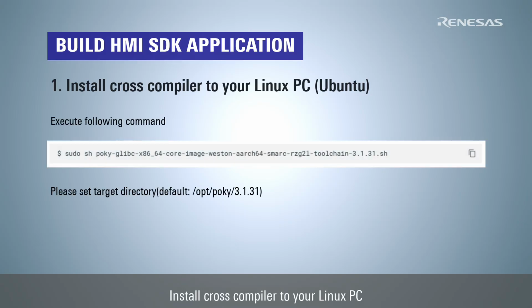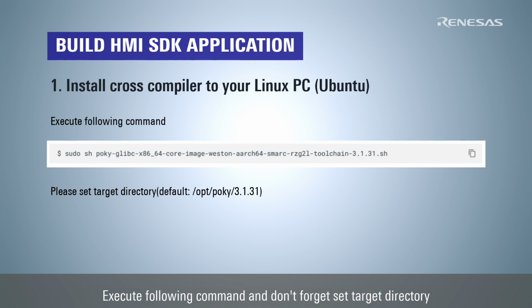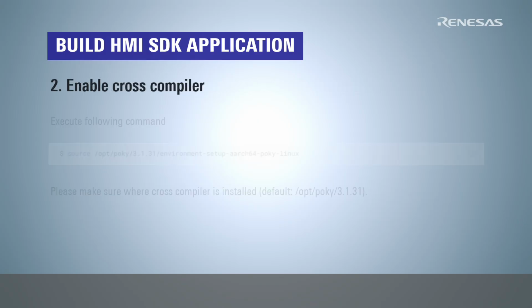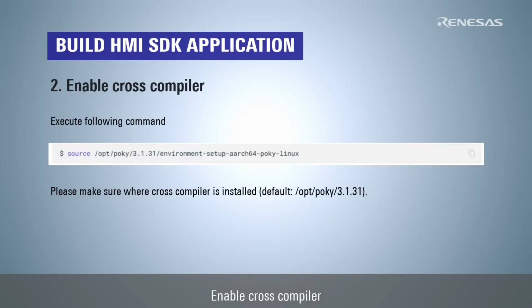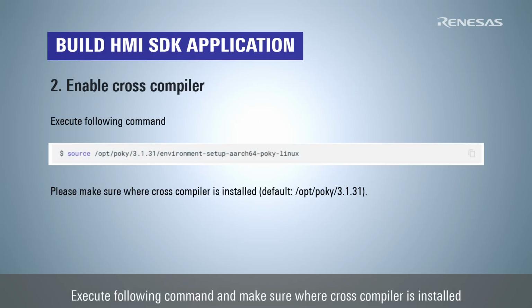Install cross-compiler to your Linux PC. Execute the following command and don't forget to set the target directory. Enable cross-compiler. Execute the following command and make sure where the cross-compiler is installed.